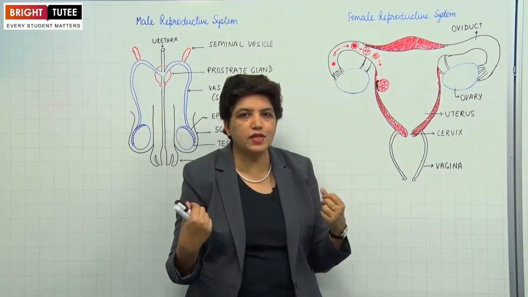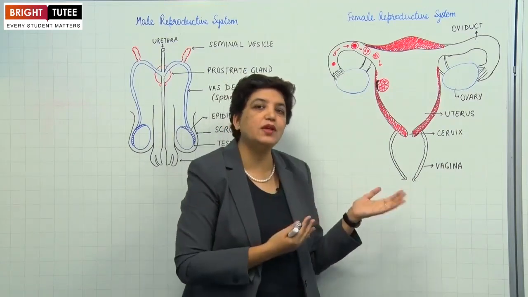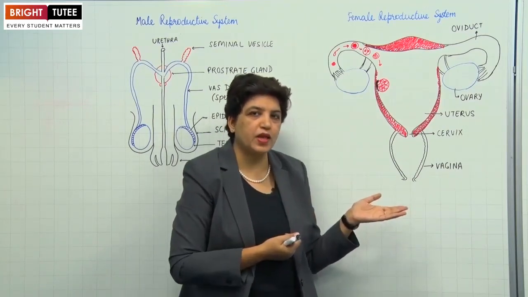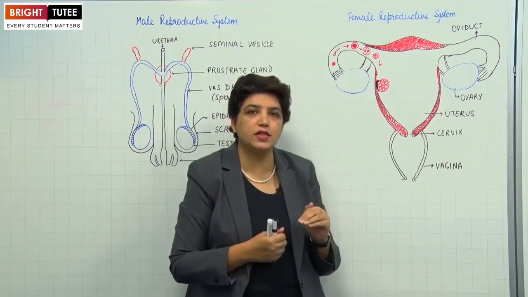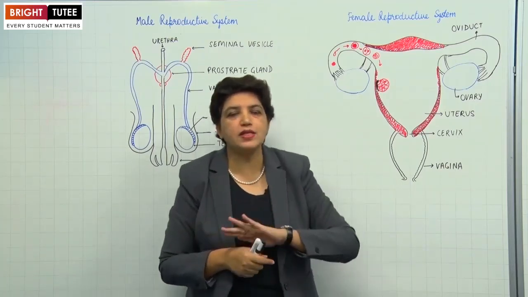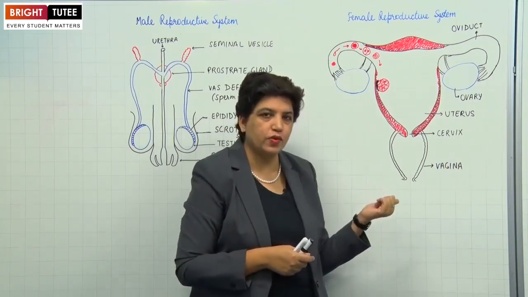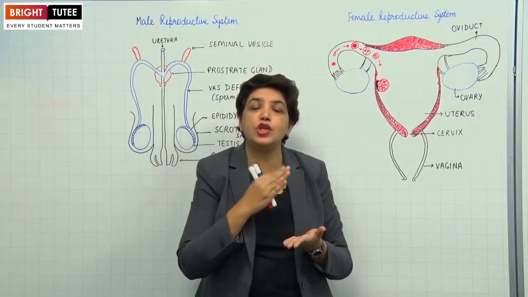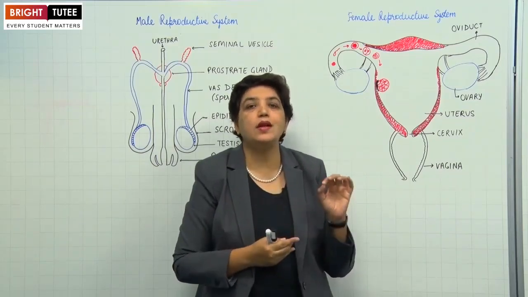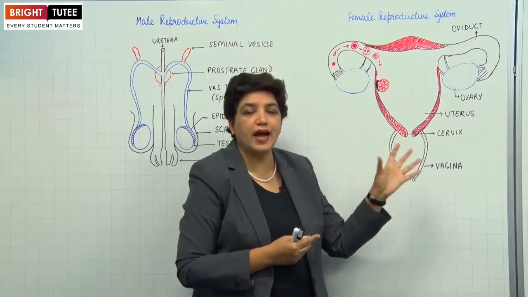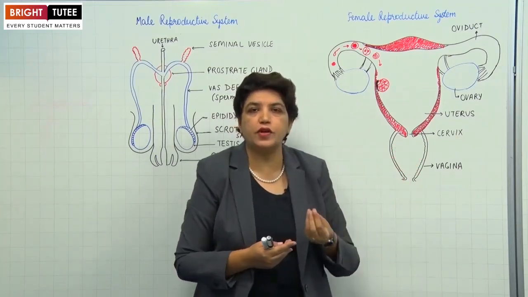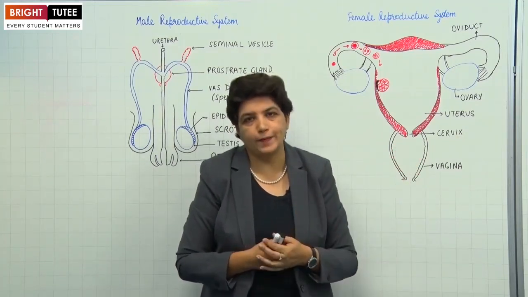So, male reproductive system I told you about, also about the female reproductive system. And then in female reproductive system, I told you what happens if the fertilization does not take place, then the menstrual flow. What happens if fertilization does take place? That is called pregnancy. And it takes 9 months of pregnancy to deliver a new baby, a new child.